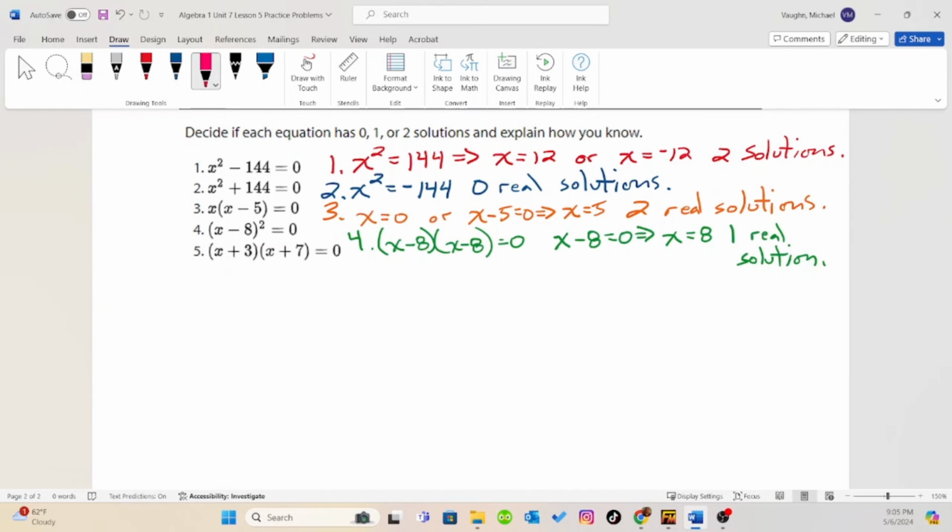And finally, number 5, here we have (x plus 3) times (x plus 7) equals 0. So either x plus 3 equals 0, we subtract 3 from both sides and find out that x equals negative 3, or we say that x plus 7 equals 0, we subtract 7 from both sides and we find out that x equals negative 7, so there are 2 real solutions.